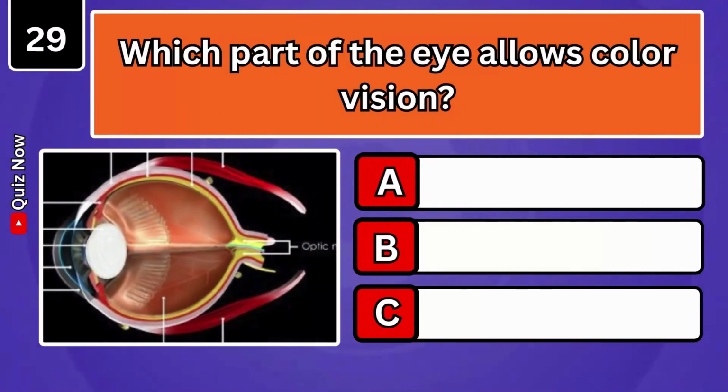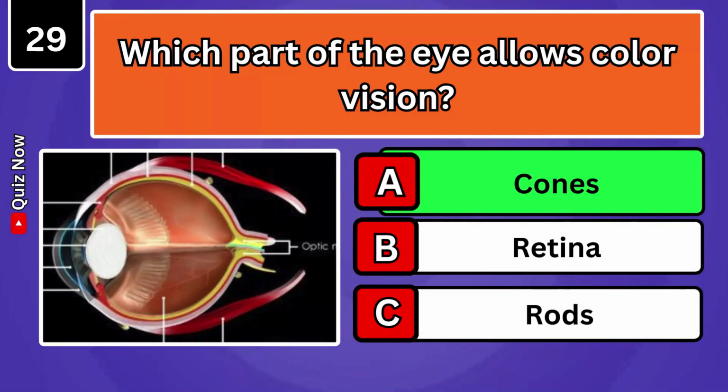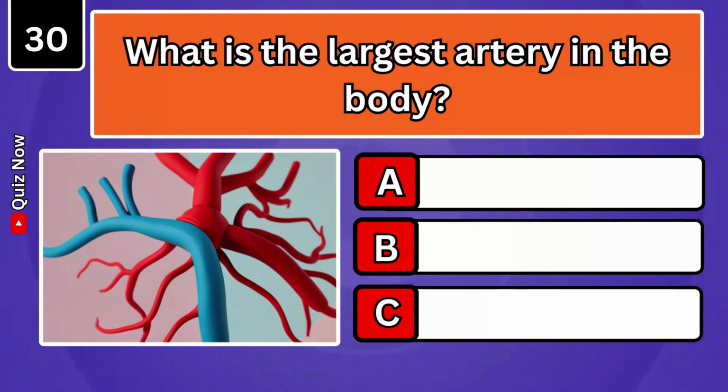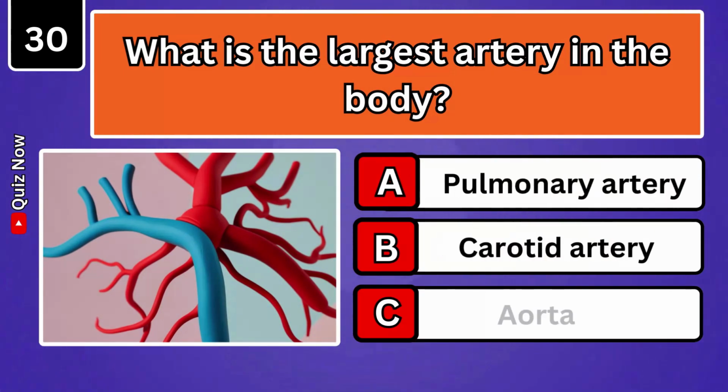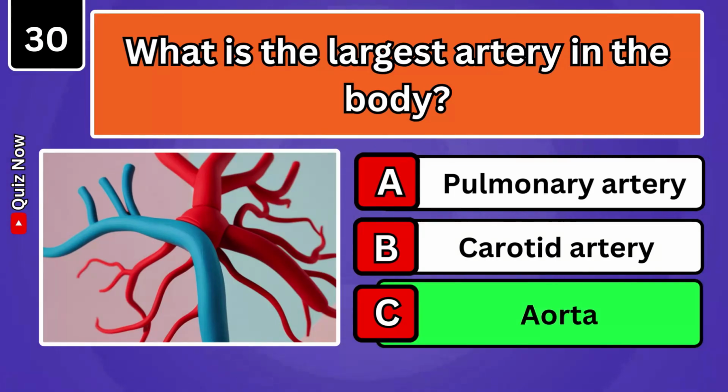Which part of the eye allows color vision? Cones. What is the largest artery in the body? Aorta.